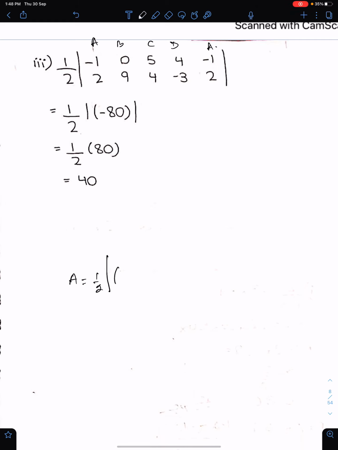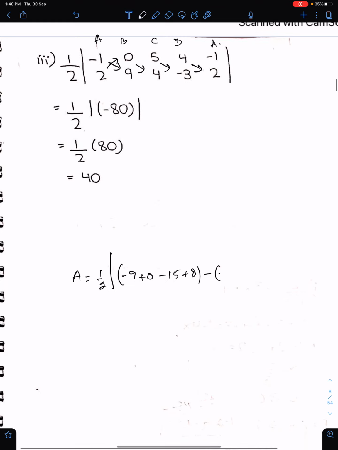So number 1, multiply this with this, this with this, this with this, and this with this. So -9, 0, 5 3s are -15, 4 2s are 8. Then put negative sign and then multiply in this way. 2 0 0. 9 times 5 makes 45.